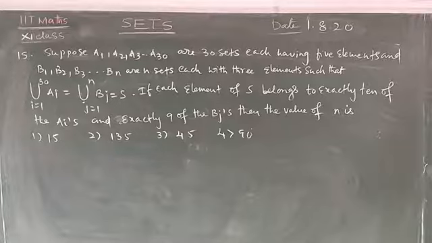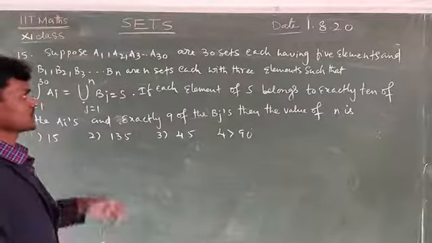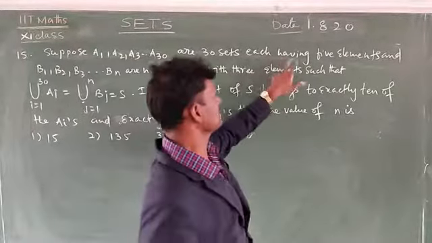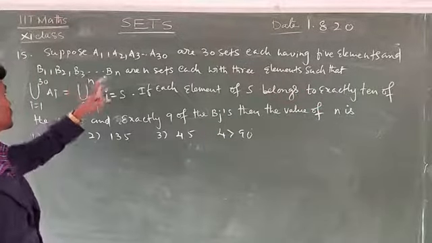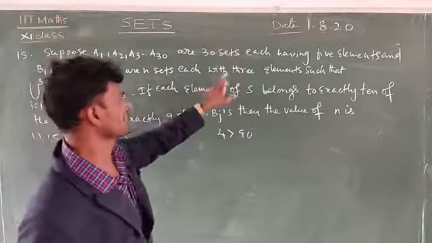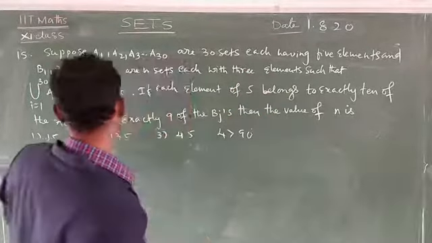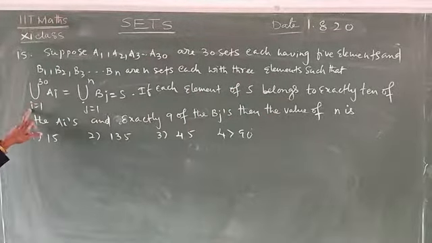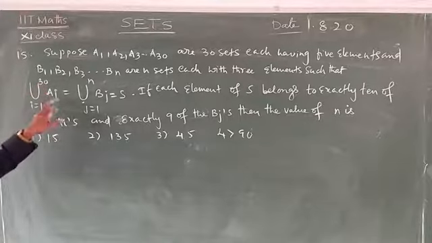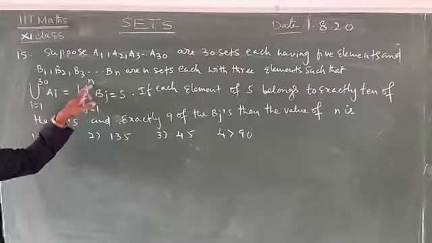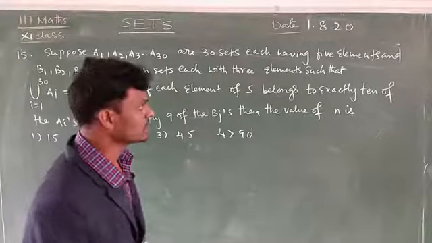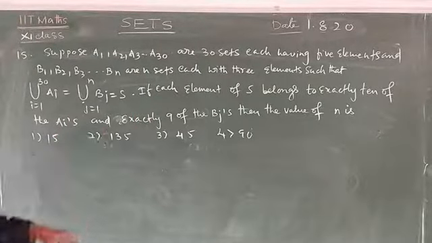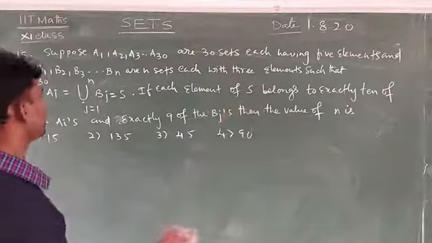Okay, next problem 15. Suppose A1, A2, A3 up to A30 are 30 sets, each having 5 elements, and B1, B2, B3 up to Bn are n sets, each with 3 elements, such that the union of Ai for i = 1 to 30 is equal to the union of Bj for j = 1 to n, which is S. If each element of S belongs to exactly 10 Ai's and exactly 9 Bj's, the value of n is?